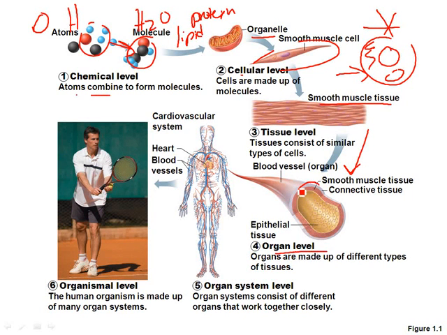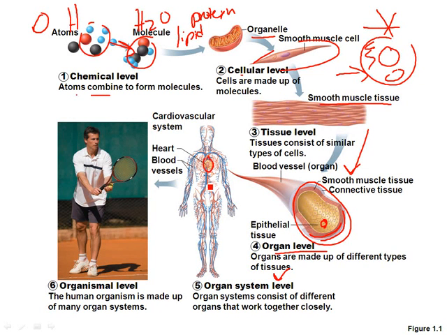For example, this is basically a blood vessel, and the blood vessel is going to have an epithelial layer, which we'll talk about in a few weeks, which is a different type of tissue. It's got a muscle layer, which is a type of tissue, and it's got a connective layer, which is a type of tissue. So if you put two or more types of tissues together, you get an organ. When you take those organs and put several organs together, you get an organ system. Again, this is the cardiovascular system.